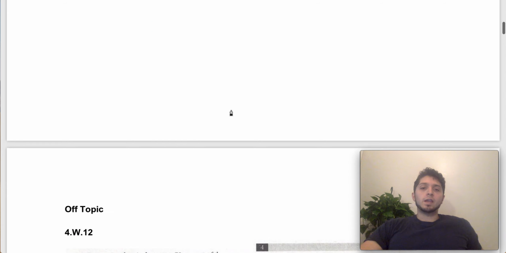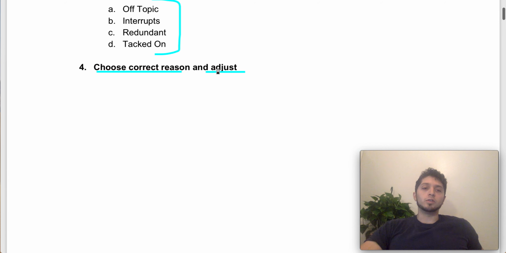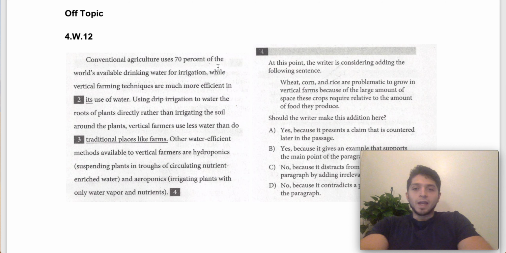So let's jump in here. Let's look at some of these reasons first why you would not include a sentence. So let's look at this one. This is off topic. So the question is saying, at this point, the writer is considering adding the following sentence: wheat, corn, and rice are problematic to grow in vertical farms because of the large amount of space these crops require relative to the amount of food they produce. So this is saying that wheat, corn, and rice, some of these big grains, they're hard to grow in vertical farms because you need a large amount of space.